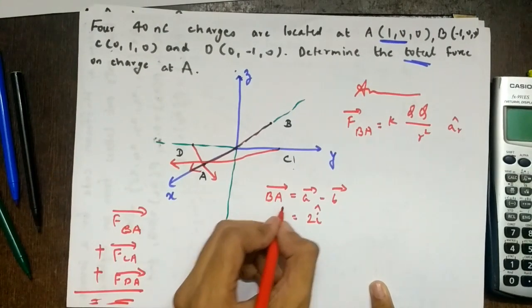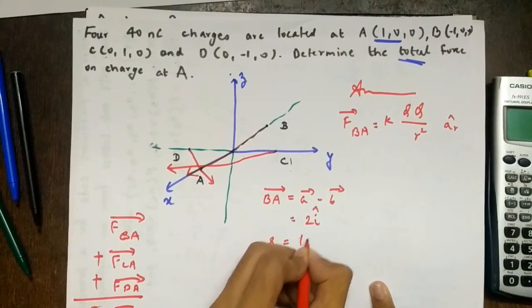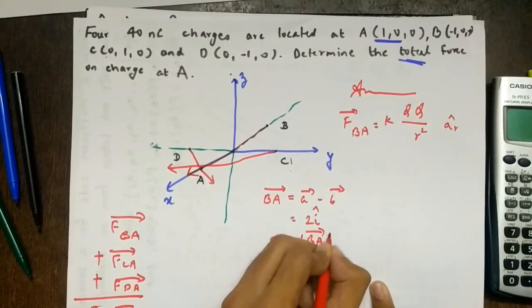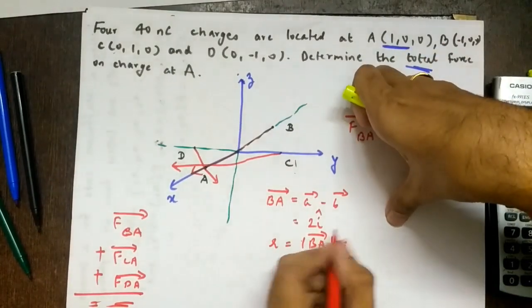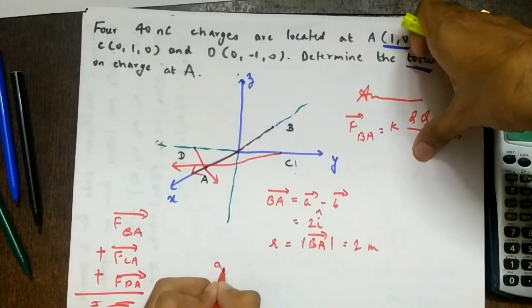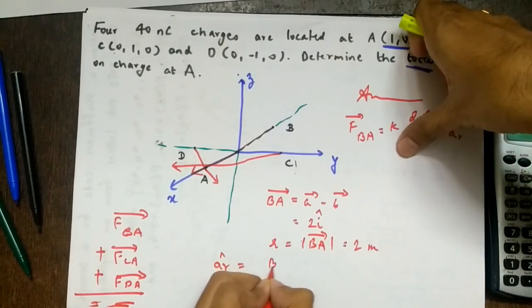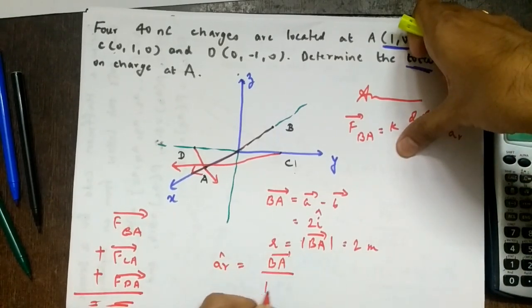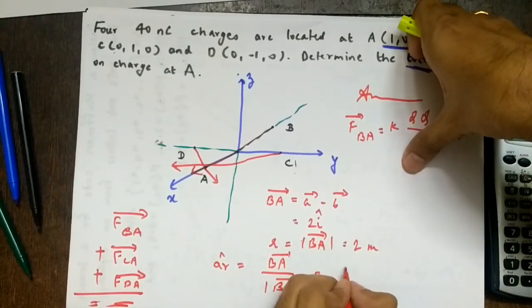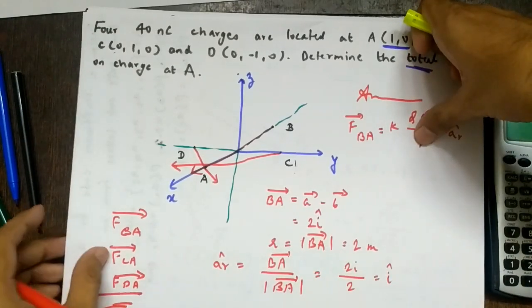Yes. So this is BA vector. So what will be R? Magnitude of BA vector. So it is square root of 2 square, which will be 2 only, in meters. Right? What will be AR cap? It will be BA vector upon magnitude of BA vector. So equal to 2 I cap upon 2. So it is nothing but I cap only.